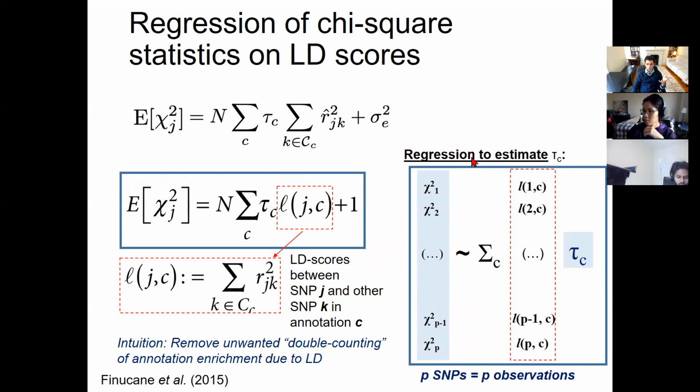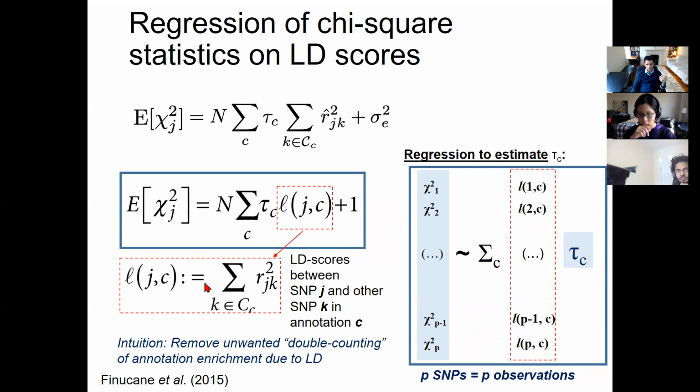So you can basically do this regression to estimate this residual tau that you can now correct for every one of these annotations. So if you have P SNPs and P observations, you basically have these lambda, which is this LD score between every single SNP in that annotation and your SNP of interest.